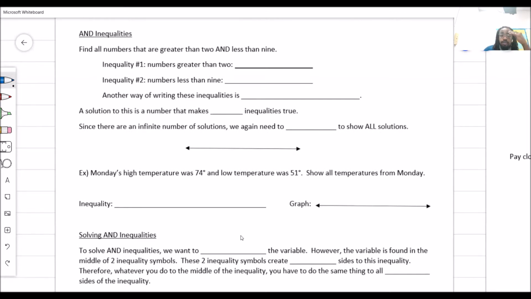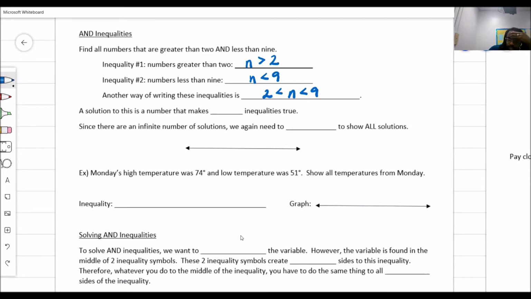So find all numbers that are greater than 2 and less than 9. Here, notice that there are two inequalities. Inequality 1 says all numbers that are greater than 2. Inequality number 2 said numbers less than 9. As we write this, another way of writing this would be, okay, I want all my numbers that are less than 9 and greater than 2.